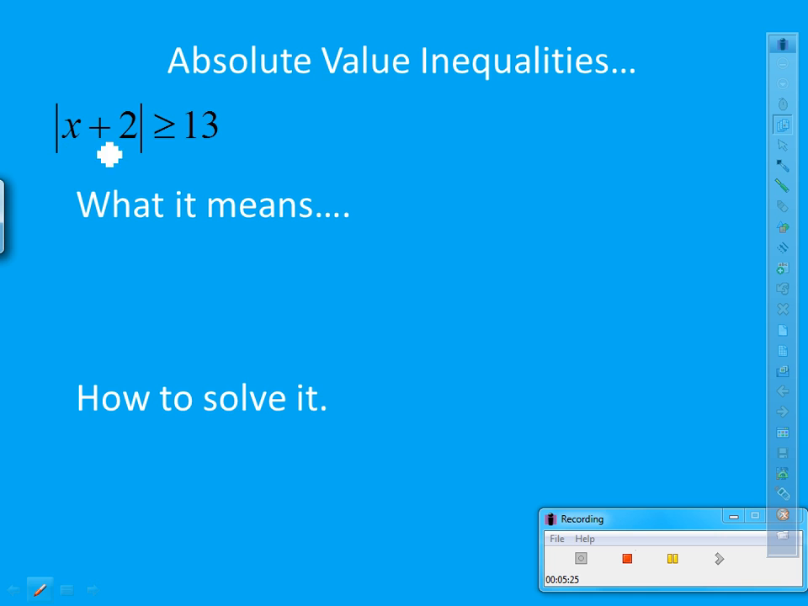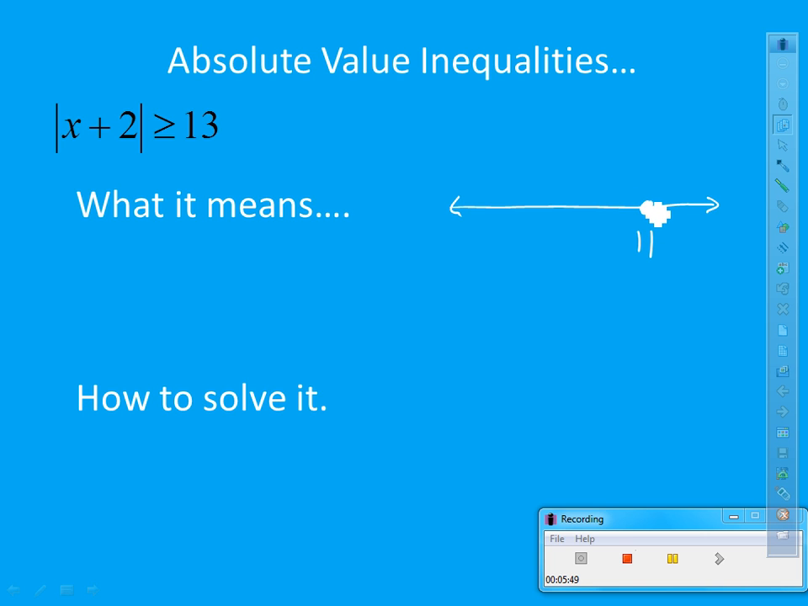The absolute value of x plus 2 is greater than or equal to 13. What does it mean? I want you to find some number such that when you add 2 to it, you're more than 13 units away from 0. I'm going to take care of the obvious one first that you're already thinking: 11, because 11 plus 2 is 13. And I know I can include 11.